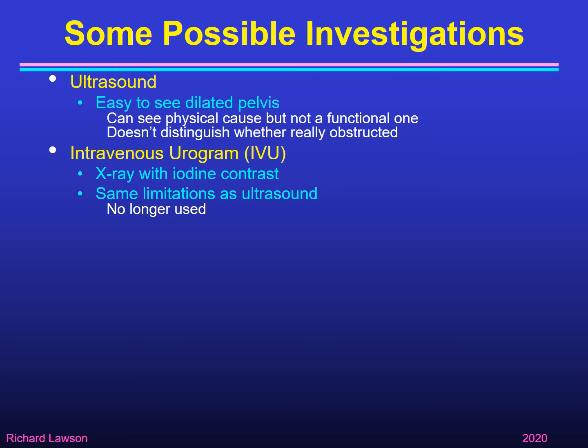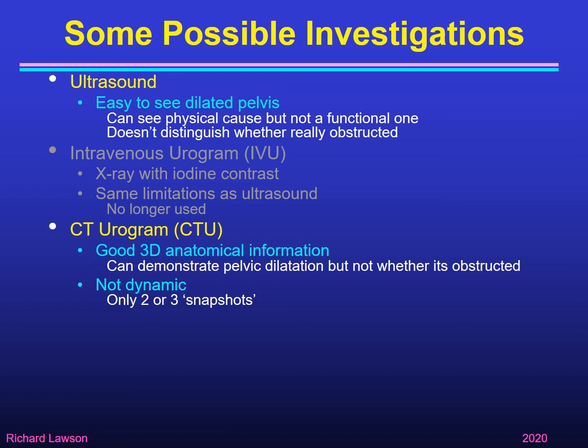The IVU has been superseded by the modern equivalent, which is the CT urogram, which gives good three-dimensional anatomical information, so it can also nicely demonstrate pelvic dilatation, but it's only going to show the physical obstruction if there is one. It won't show anything about a functional obstruction. It has no way of knowing what the pressure is. It's not really a dynamic study. You may take 2 or 3 snapshots at different times, but it doesn't really show how things change with time.